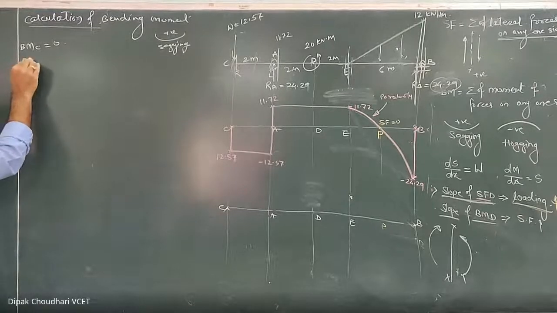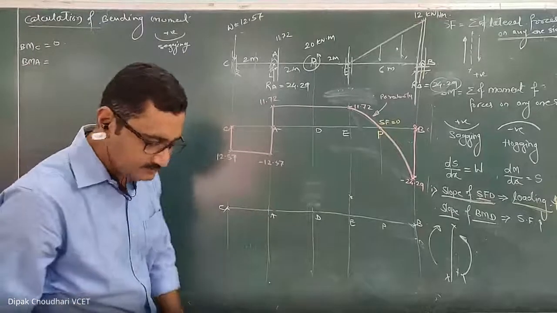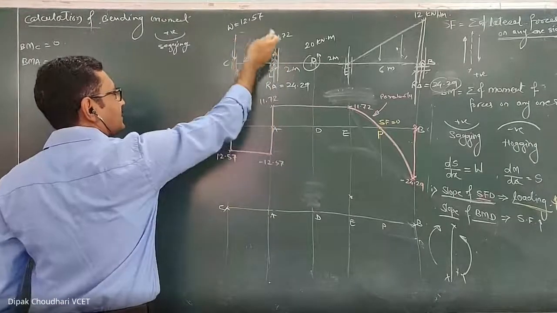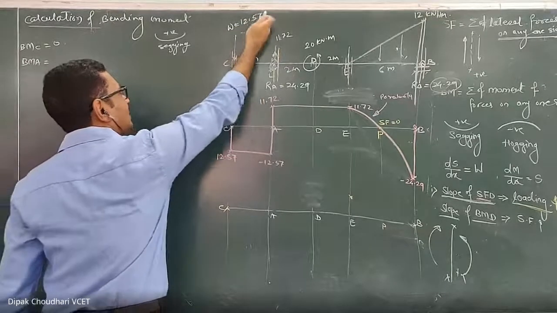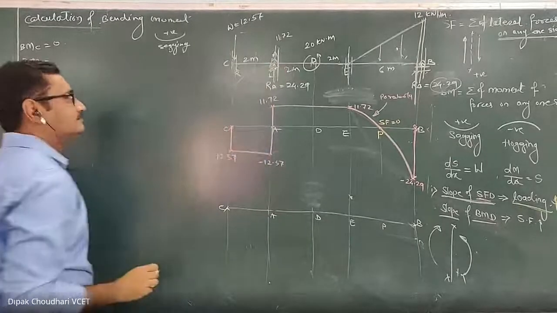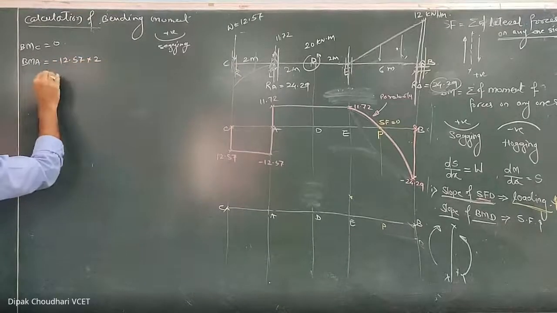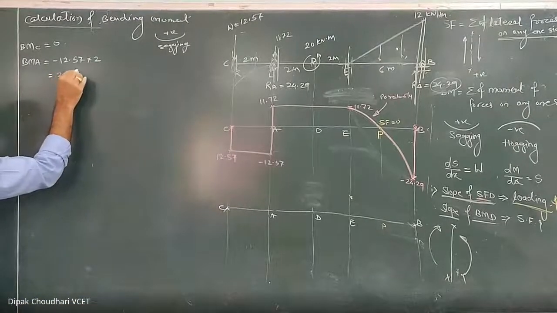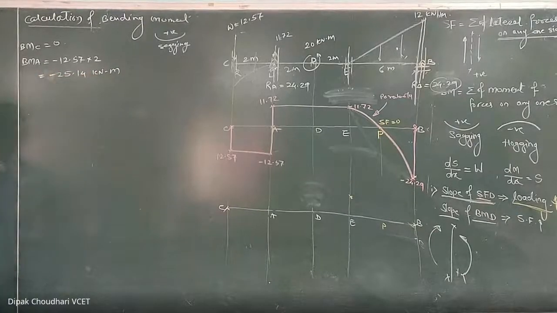Then bending moment at point A. Again, there is only a point load, so no need to take the section on left and right. So what will be the bending moment at point A, assuming the section at point A? Here, bending moment is the summation of the moment of all forces on any one side. On the left-hand side of point A, there is only one force of 12.57, which is downward. So this force produces a hogging bending moment. That's why it is minus 12.57 into 2. How much is that? 25.14. So minus 25.14 kilonewton meter is the bending moment at point A.